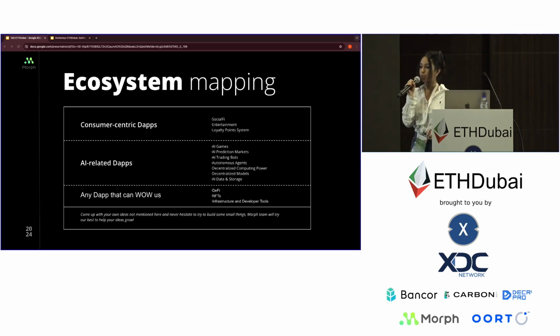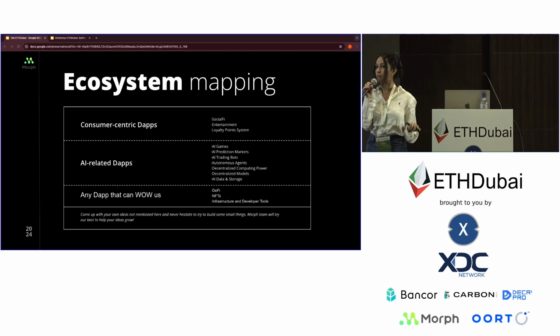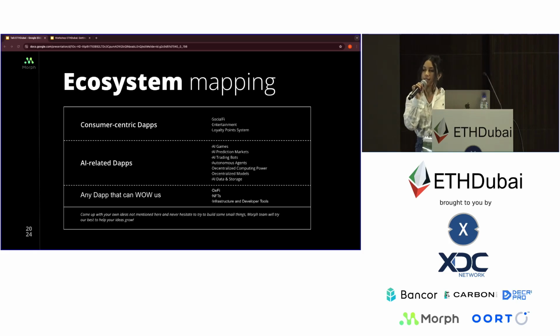And this is what we are looking for. If you're a builder and you want to build on Morph, this is our clear focus. In the consumer-centric apps, we have SocialFi, entertainment, loyalty system points. And on the decentralized AI side, we have AI games, decentralized compute, AI data, decentralized models. There are so many things to build on Morph that we are looking to innovate our chain with those protocols. And any DApp that can surprise us, starting from DeFi protocols, NFTs, marketplaces, or any infrastructure and developer tools.